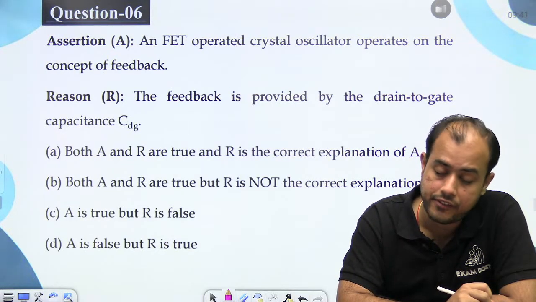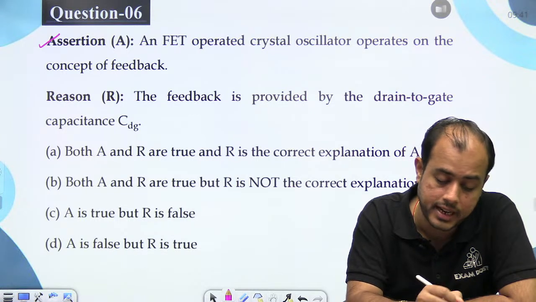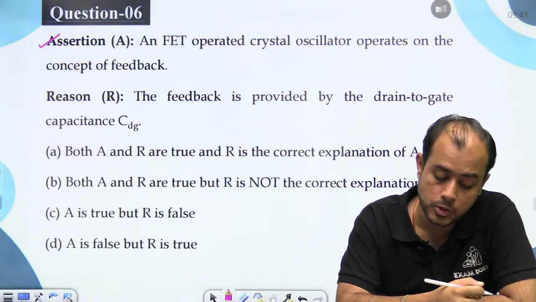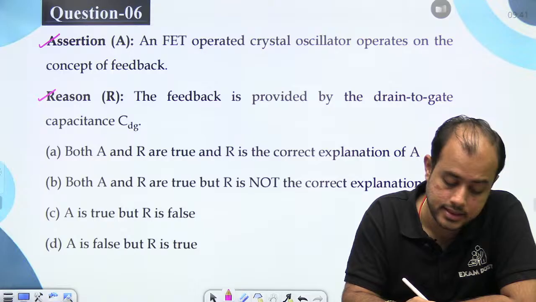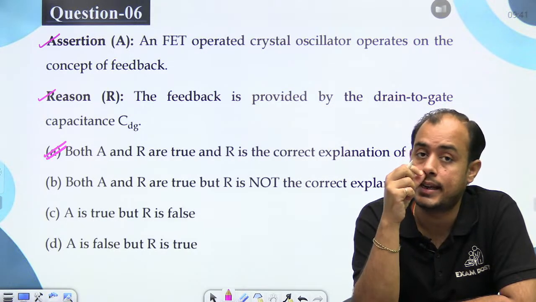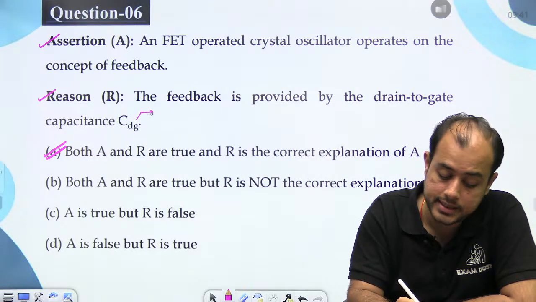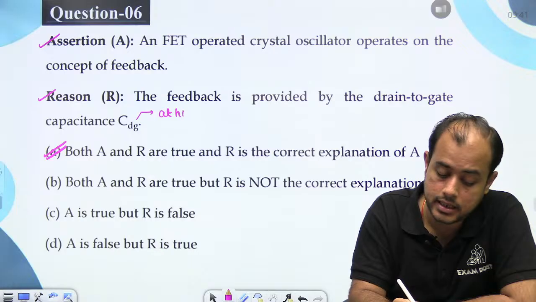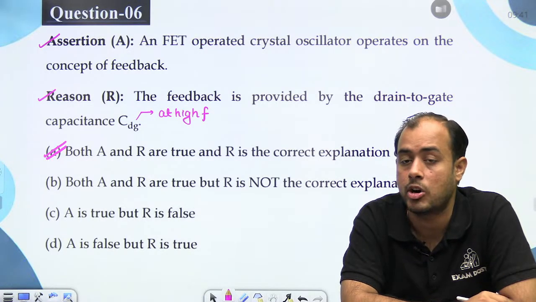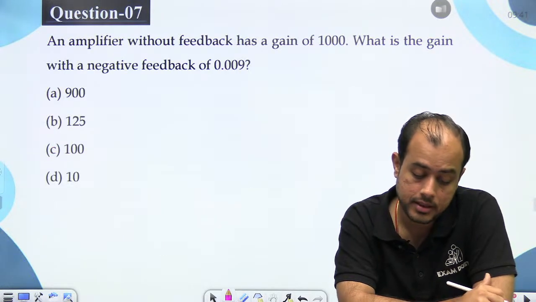ESE 2005, FET operated crystal oscillator operates on the concept of feedback. Look, an oscillator always requires feedback. The feedback is provided by drain to gate capacitance. Absolutely correct. The internal capacitance between the drain and gate terminals provides the feedback, and this is basically activated at high frequency. At high frequency the capacitance is basically connected between input and output.